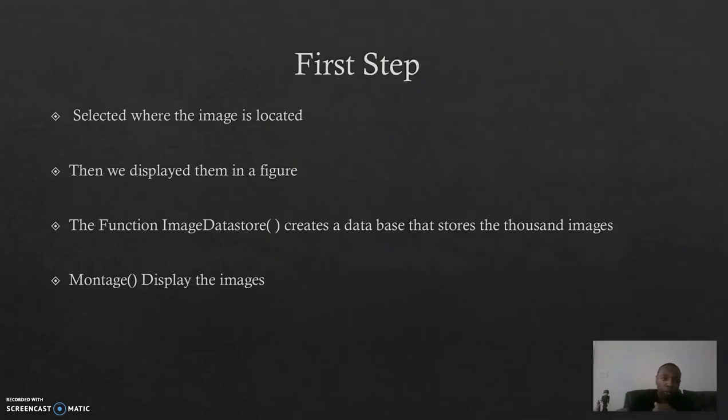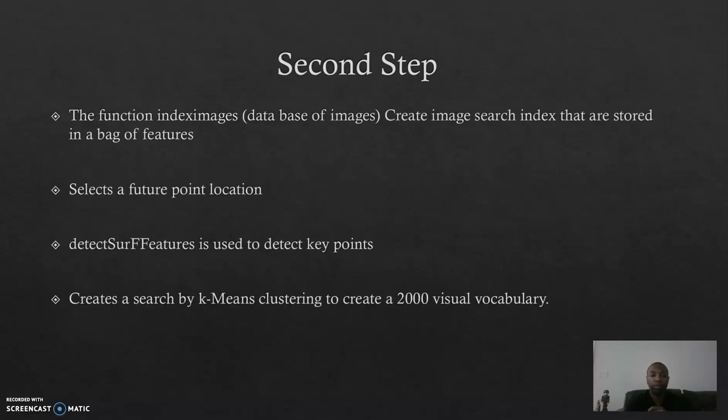So the first step, we select where the image is located on the C drive. We use an absolute path to get a direct route to it. Then we display all the 1,000 pictures. The function image data structure creates a database that stores the 1,000 images. And then we use the next function to display all the images. We set the value as 1,000 images, and we display it.